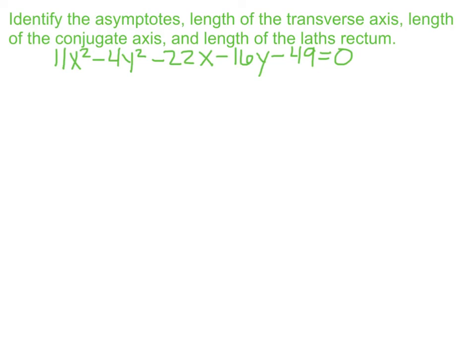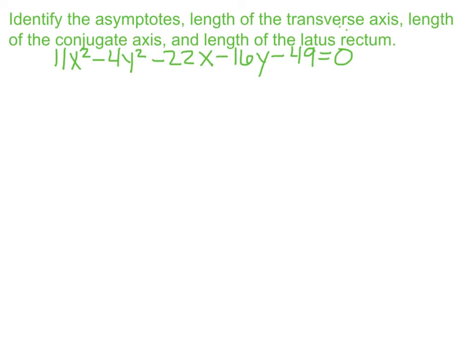Alright, so we are going to identify the asymptotes, the length of the transverse axis, which we actually haven't talked about yet, the length of the conjugate axis, and the length of the latus rectum, which got spelled wrong, sorry. And that is for 11x squared minus 4y squared minus 22x minus 16y minus 49 equals 0. So this is all in multiplied out general form.